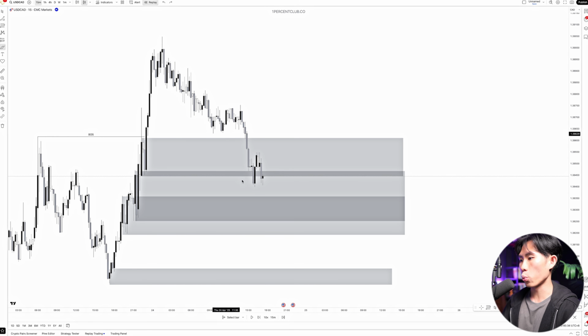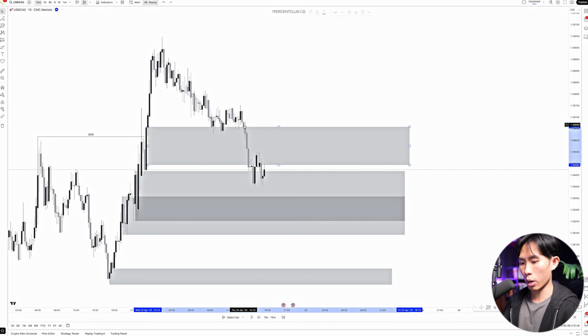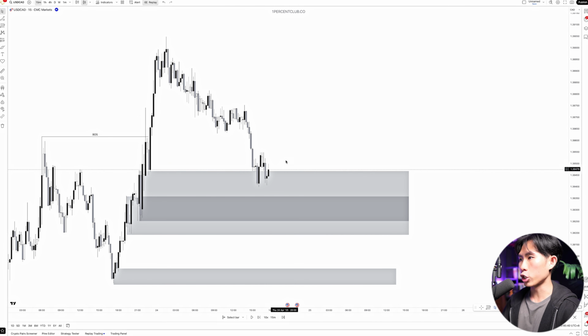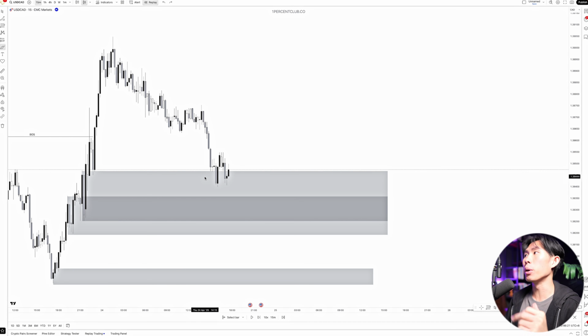Okay, so you can see price went even deeper, right? So obviously it defied this point of interest, so we can just get rid of this one right here. And price actually reacted from this demand zone right here. So the minute price actually mitigates your 15-minute point of interest, you want to immediately drop down to your lower time frame to look for your entry model itself, right?